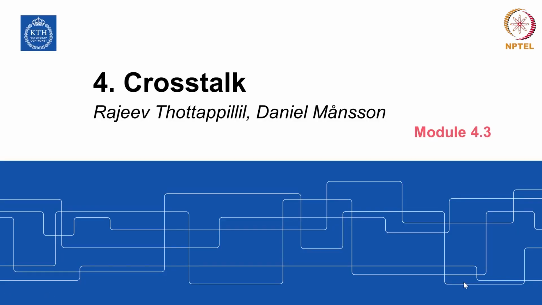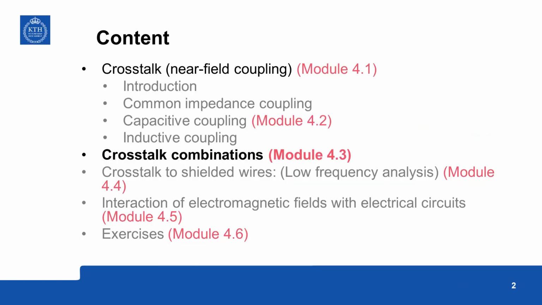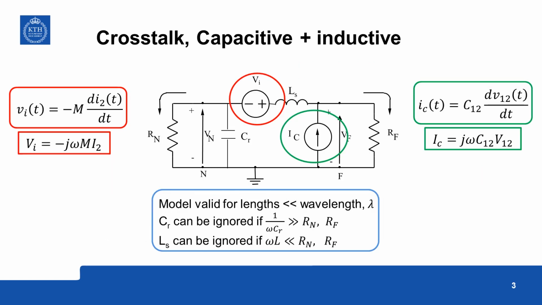Crosstalk or near field coupling, module 4.3. In this module, we consider crosstalk combination, that is a combination of capacitive coupling, inductive coupling and common impedance coupling. So what is shown here is the equivalent circuit or the model for capacitive and inductive coupling combined into one. You can approach it like that.